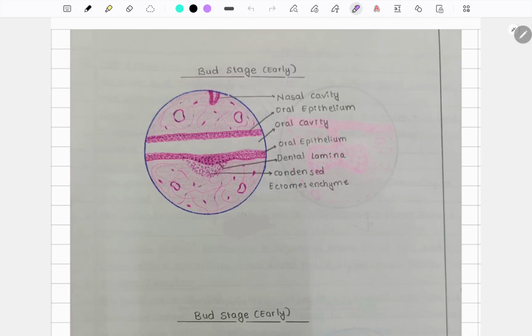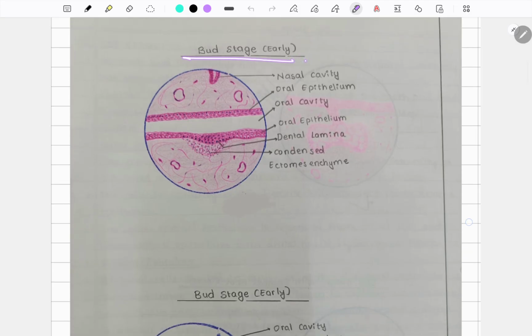This doesn't usually come to identify in exams, but if it comes, then this is the diagram which you will draw. This will be the oral epithelium, this will be the oral cavity, and this will be the dental lamina, and there will be condensed ectomesenchyme below the dental lamina, and this will be the diagram.